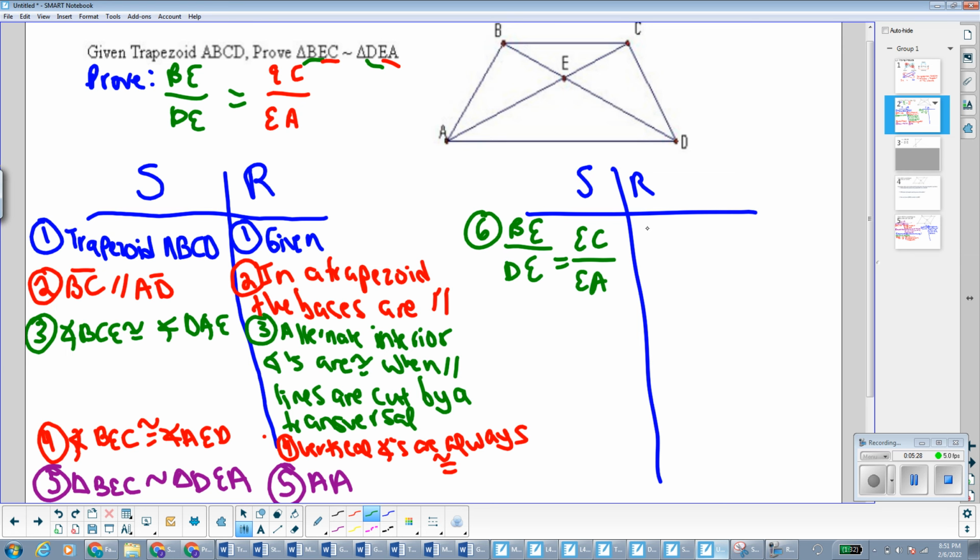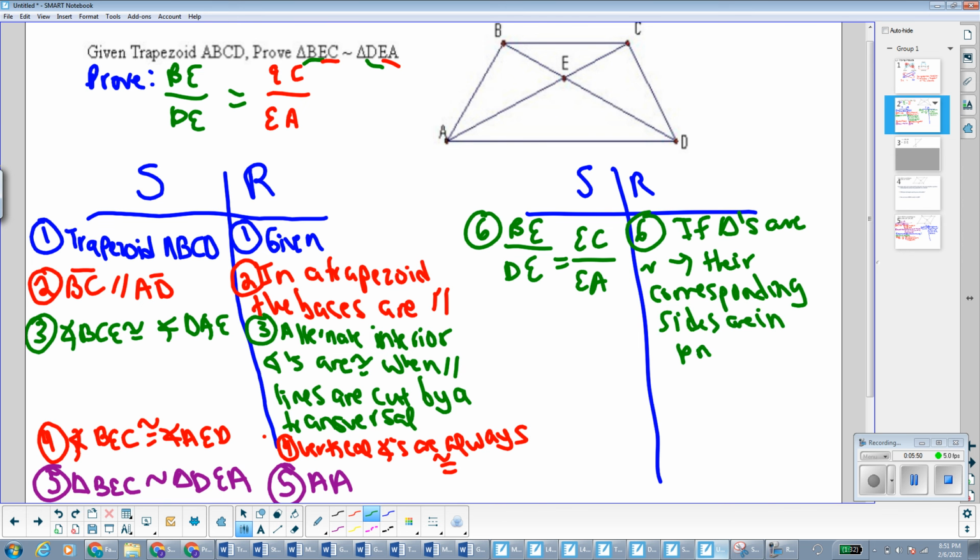And remember that our reason is always the same anytime we prove a proportion. If triangles are similar, then their corresponding sides are in proportion. Now we know that when we have a proportion, we can cross multiply because the product of the means is equal to the product of the extremes.